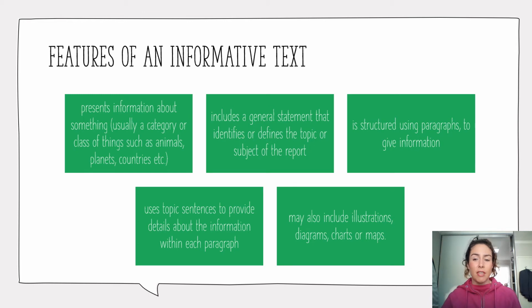Let's have a look at some of the features. That means things we would commonly see in an informative text. The first one we just discussed in the previous slide, but informative texts present information about something. They also include a general statement that identifies or defines the topic or subject of the report. This is a really important feature as it tells us what the rest of the text is going to be about. It is usually quite structured and uses paragraphs to give information. It uses topic sentences to provide details about the information within each paragraph, and it usually includes illustrations, diagrams, charts, or maps.